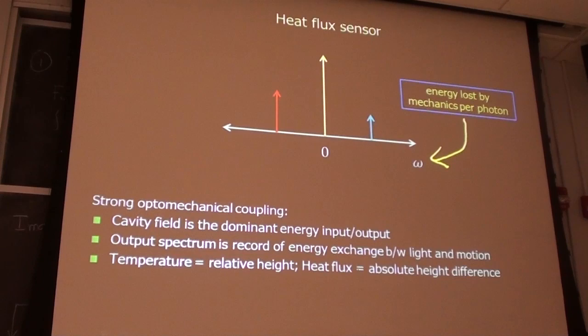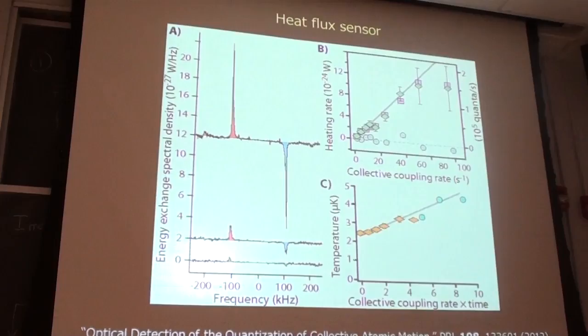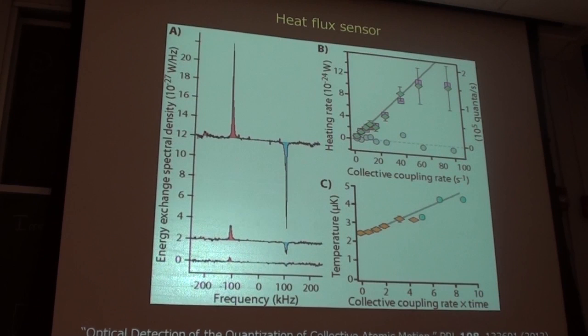So packaged together, I have a complete calorimeter, which measures both heat flux and the temperature response to that heat flux. So here's the spectrum of transmitted light that we see coming out of our cavity, interpreted in terms of the net heat flow into the mechanical system. We find that the net heat flow increases over a large range, just, again, as you would expect given the idea of measurement back action.